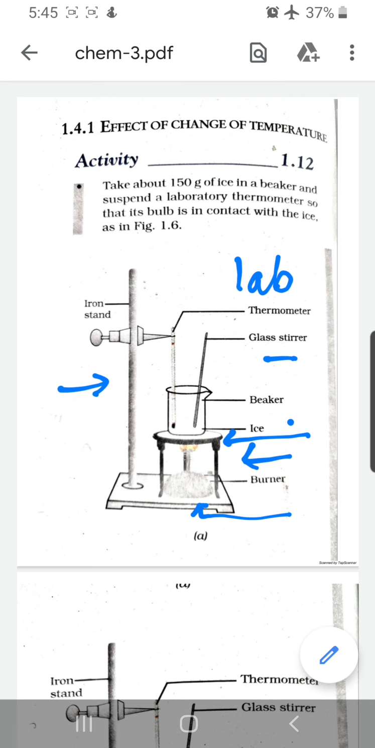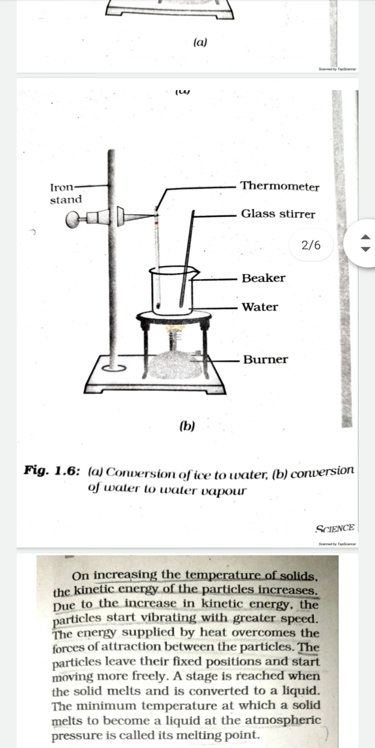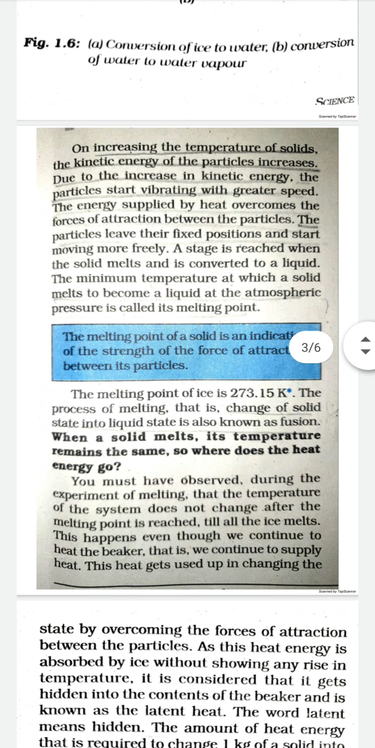Right? We are going to talk about the next diagram later. This next diagram is a similar setup to the previous one, except that when the ice converts into liquid water, the water starts heating and, after boiling, changes into vapors. So we'll come to this diagram later. Right? Now let's talk about what happens when we start heating a solid.